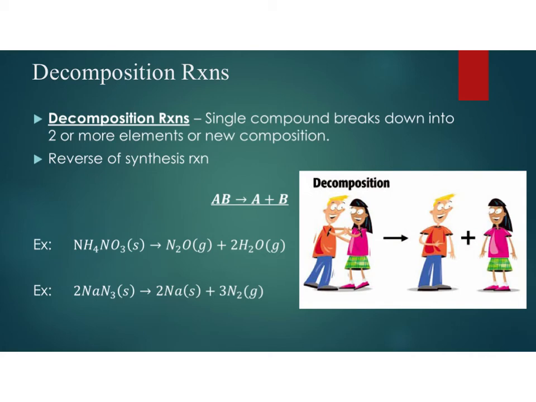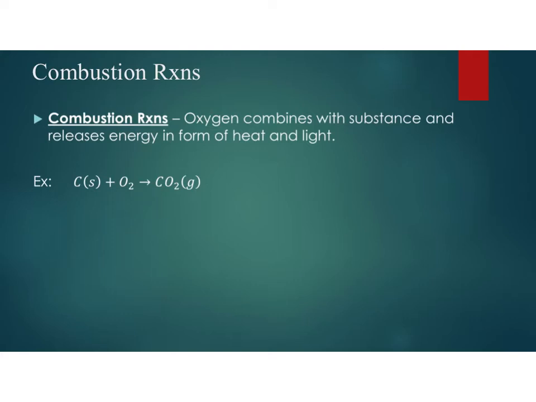When we look at some examples here I have ammonium nitrate. This is a single compound. It's going to decompose, and it's going to make dinitrogen monoxide and water after it's reacted. Likewise, for this second example here, we have sodium nitride. This is going to break down and produce just sodium in the solid state, as well as nitrogen gas.